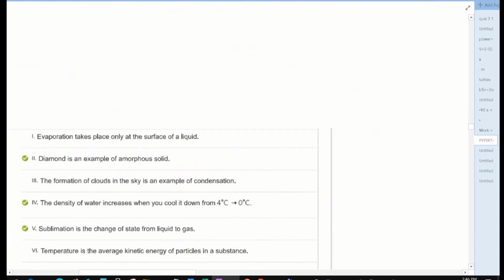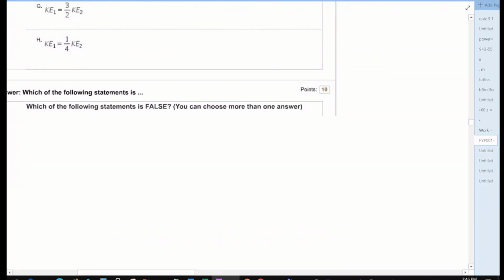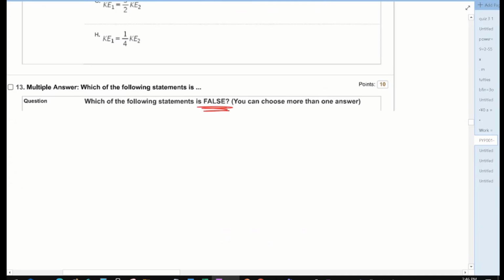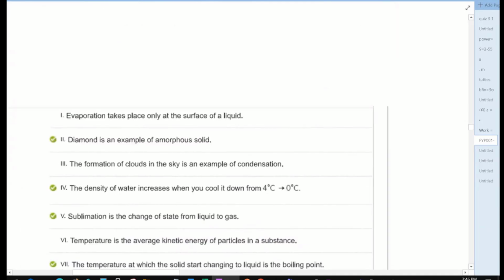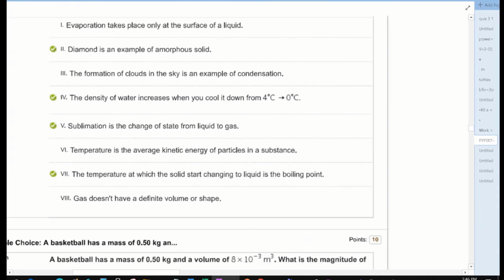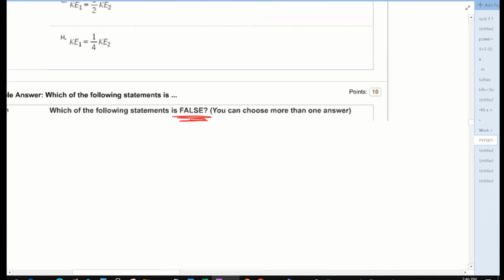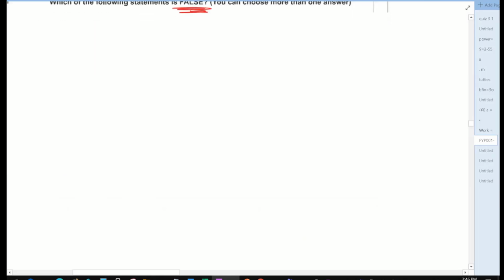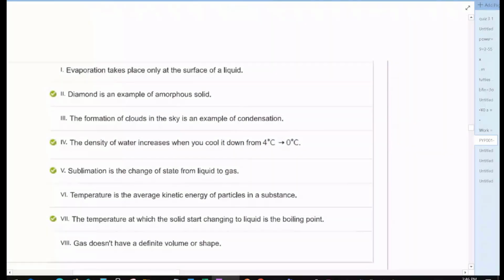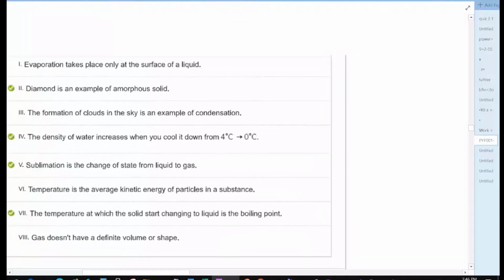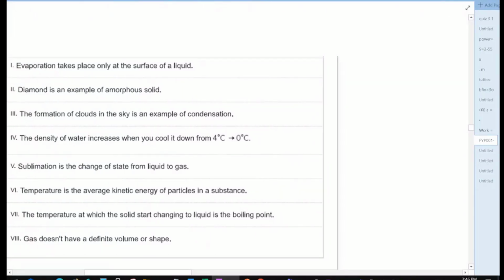Which of the following statements is false? False. Let's see. It asks about the false statements. Evaporation takes place only at the surface of the liquid. What do you think? No.